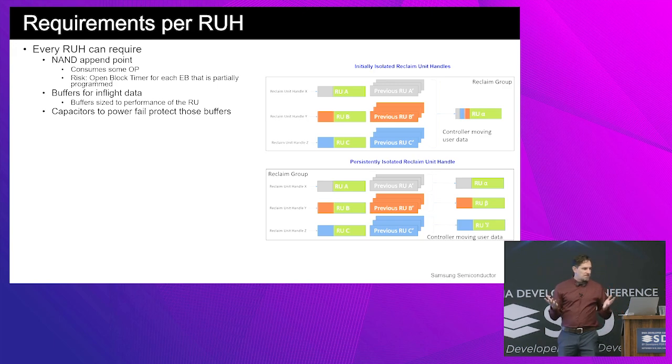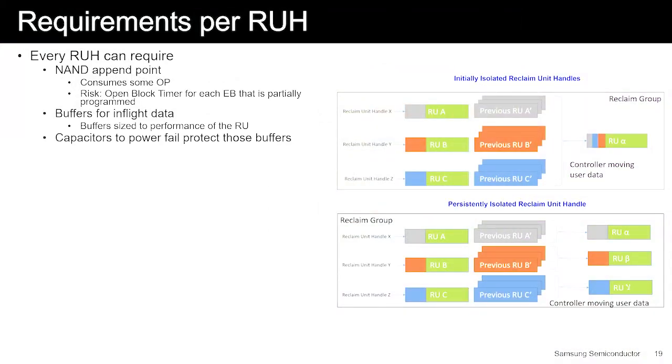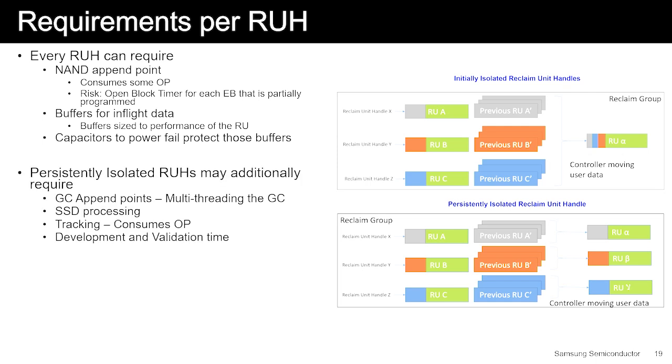We'll also need some buffers for the in-flight data and capacitors for any potential power failure, right? We're talking enterprise, we have power fail protection in this realm. When you take those RUHs and now, instead of initially isolated, you add on that they're persistently isolated, we're going to have some additional drive resources.